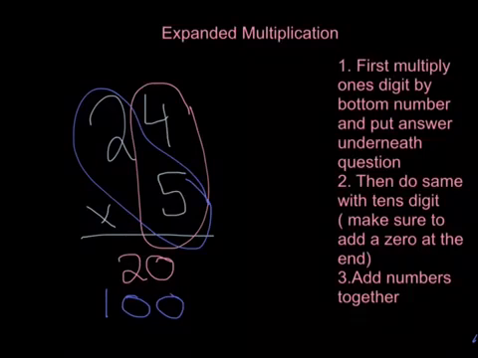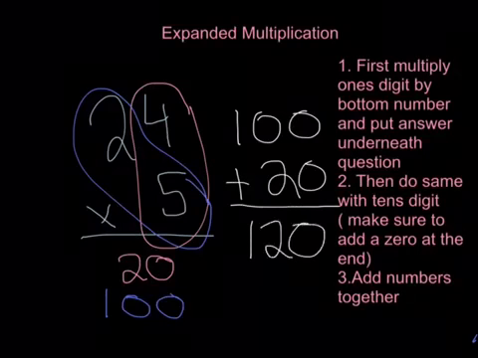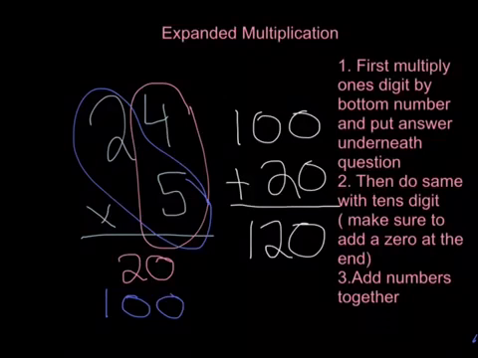I'm going to add these two numbers together. I'm going to do this right on the side. Here's our final answer of 120. This is a great way to multiply. Let's try a harder question.